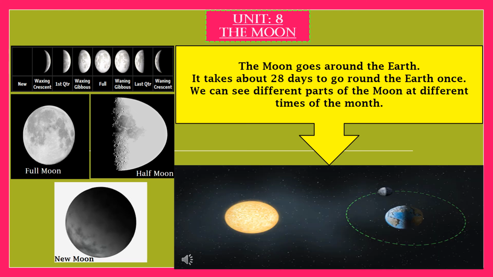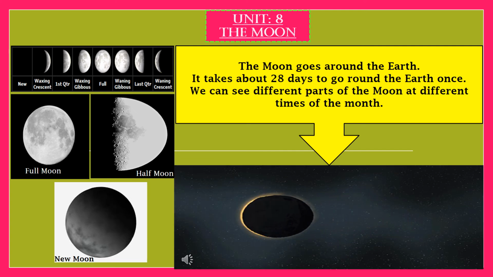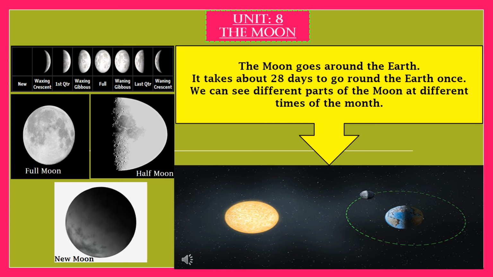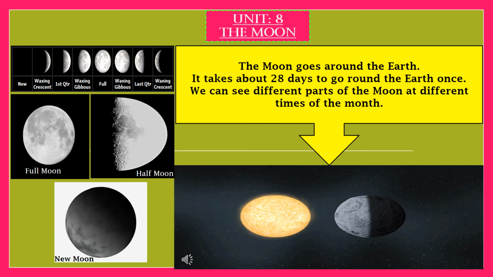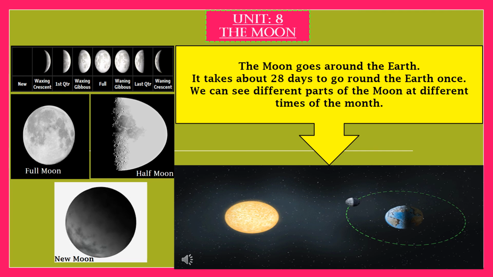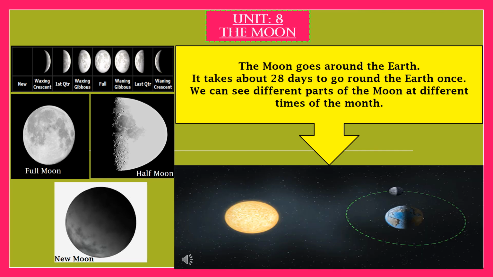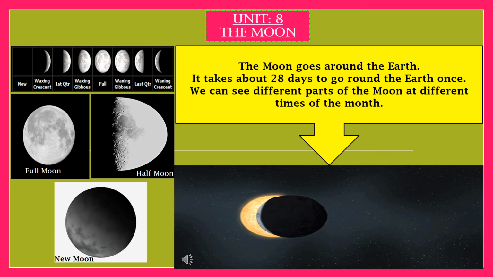During the period when the moon is not getting light from the sun or not reflecting sunlight, we are not able to see the moon, and the moon looks black, whole black. So why is it black? Because it is not reflecting sunlight at that time.